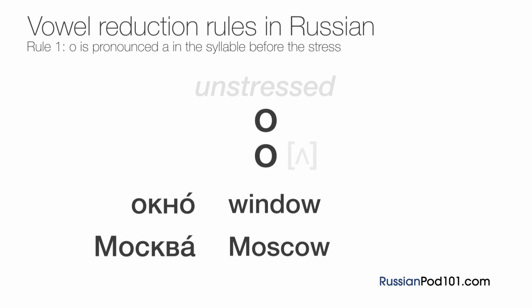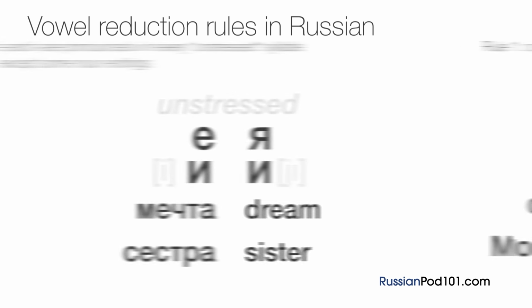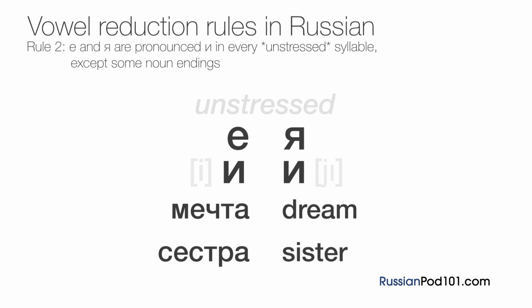Rule number 1. When unstressed, О will sound like А, if it's in the syllable immediately before the stressed syllable. окно, Москва. Notice how it's pronounced differently than the way it's spelt. окно, Москва. Keep in mind that this only applies if the vowel appears in the syllable immediately before the stressed syllable. Rule number 2. When unstressed, Е, Я will sound like И, Е. Listen to a few examples.